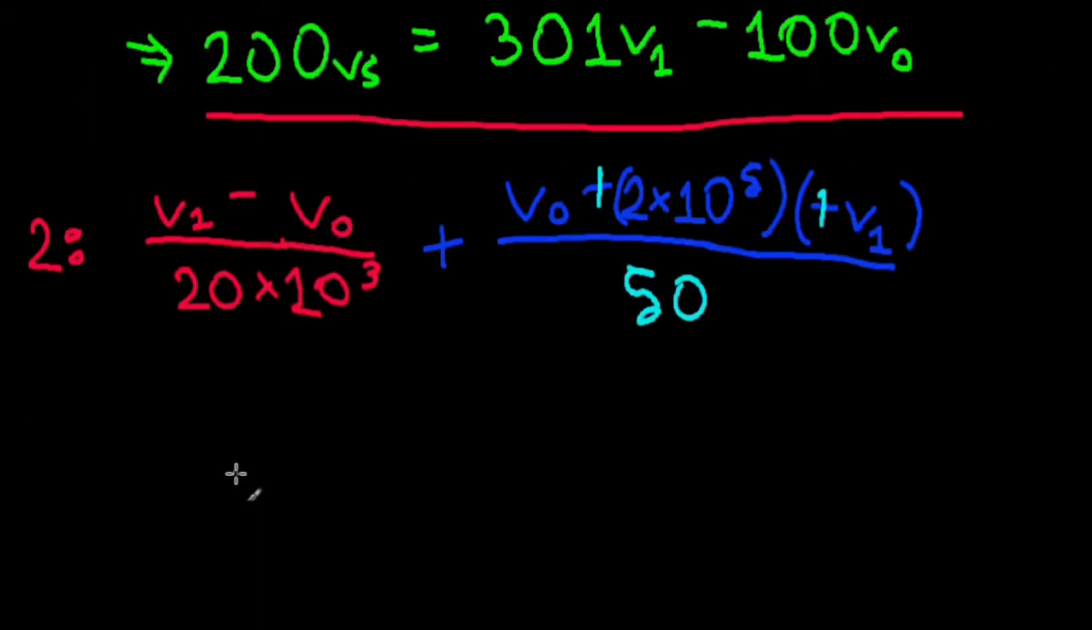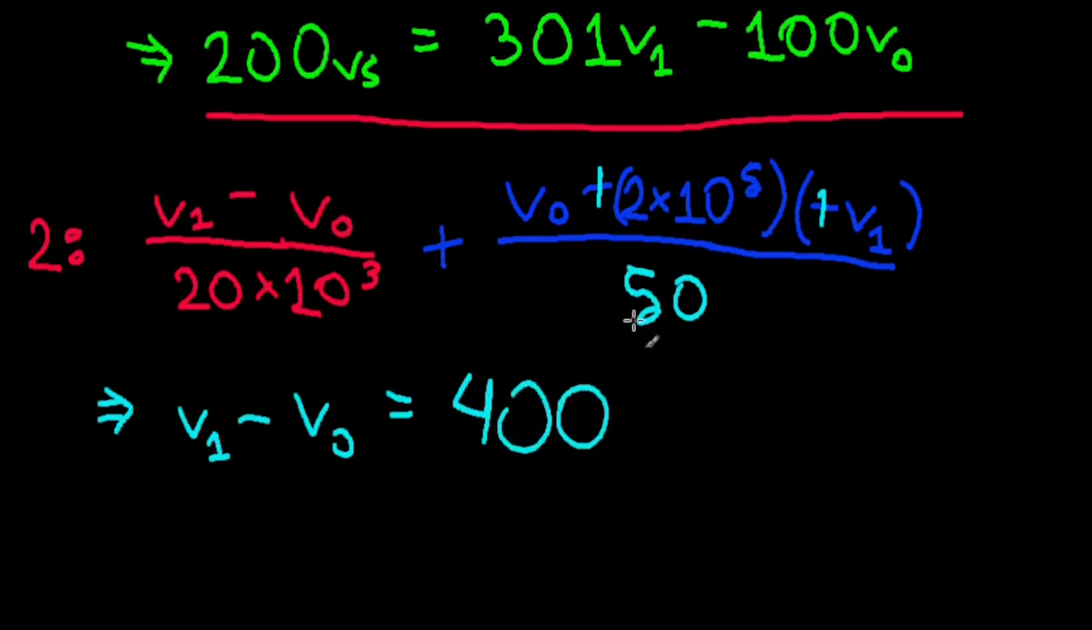Let's simplify this. Let's multiply both sides by, let's see, what do we need to multiply by? 20 times 10 to the 3. So what we have is V1 minus V naught on this side equals, let's see, doing these mentally is becoming a bit tiring. So 100 by 50, that's obviously 2. 2 times 200, that's 400. That's 400 V naught plus 2 times 10 to the 5 V1.